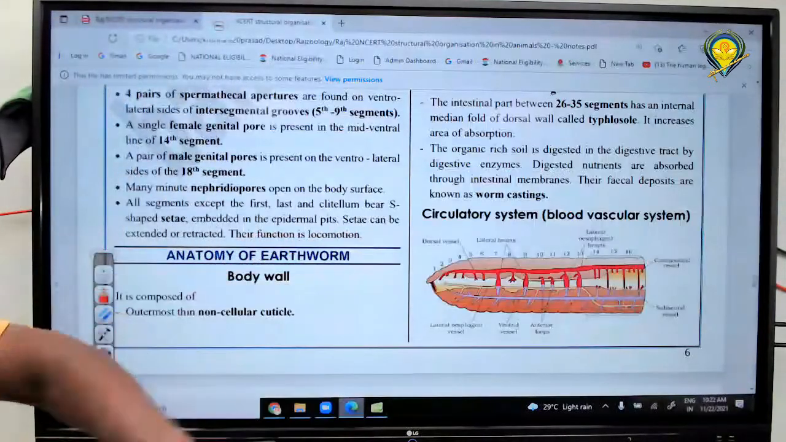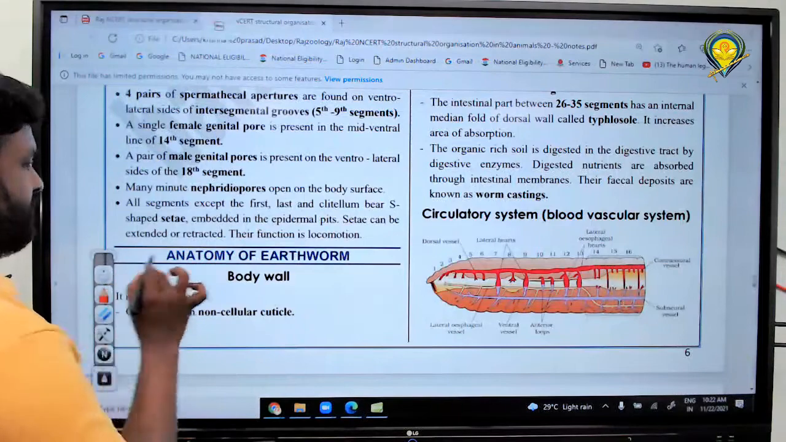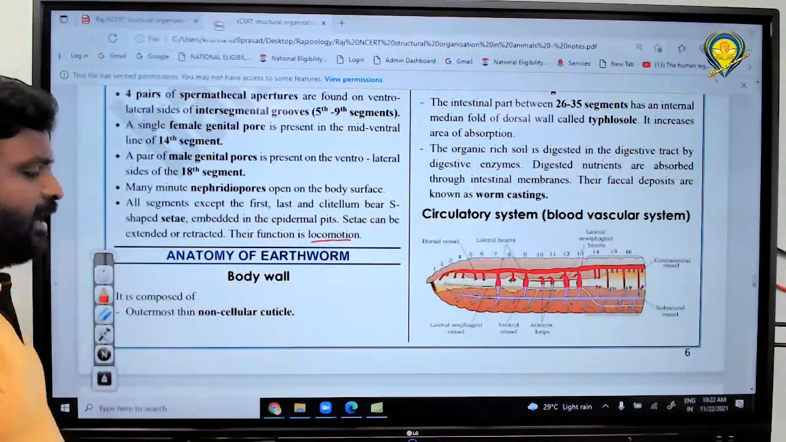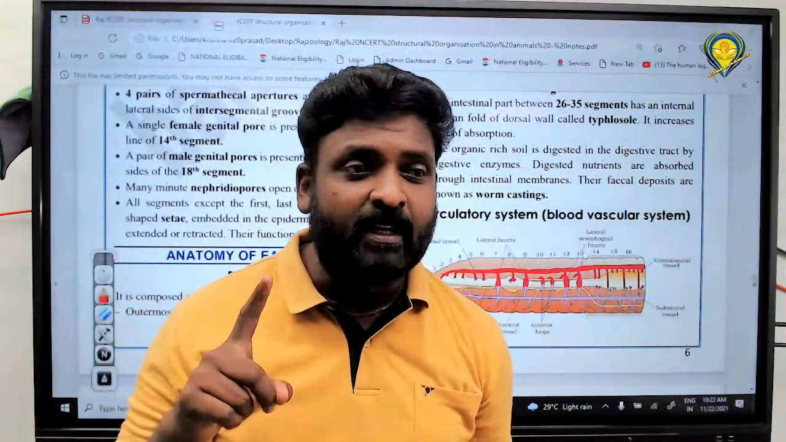Right. What is the shape of the setae? S-shaped or C-shaped? Yes, what does the structure help in? Locomotion. And it also helps in holding fast. What is it? Hold fast.